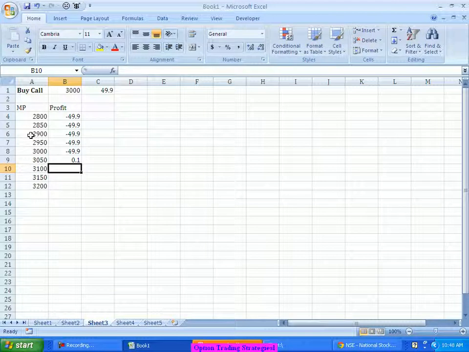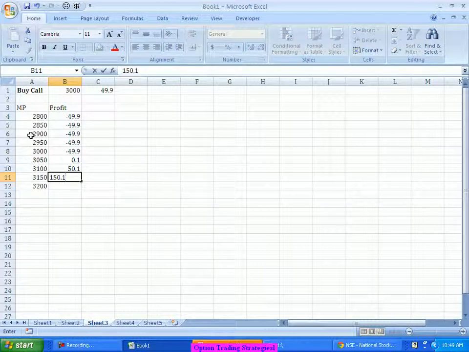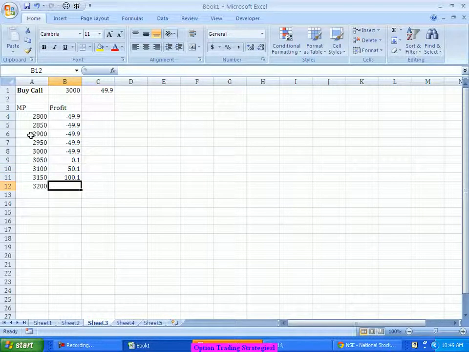50 minus 49.9. What about 3,100? 50.1, because I am getting a 100 rupees profit here, and 49.9 is always gone. Look at it like this when you prepare any graph. So 50.1 is the profit you are getting. The same logic I will put here: 100.1 and 150.1. Are we clear on this?